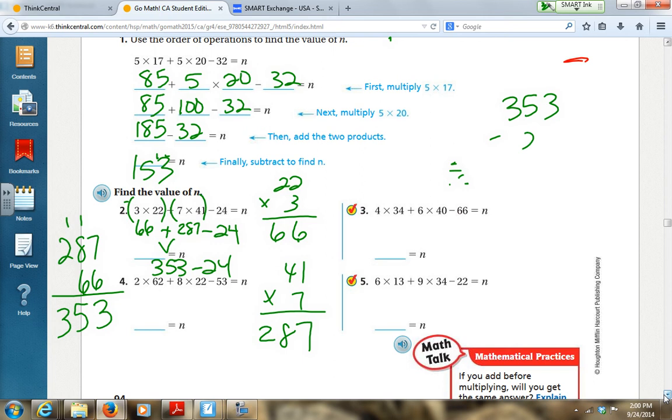Solve 353 minus 24. 3 minus 4 is? You can't do that. Alright, so I got to do what? You gotta borrow. I like that. Thank you. Regroup. Okay, so I'm going to change that. I'm going to borrow from my neighbor. 13 minus 4 is? 13 minus 4 equals 9. Okay, 4 minus 2 is? 3 minus 0? 3. Okay, so my answer is 329, which I'll write in red.